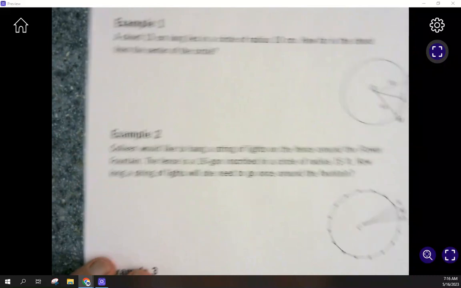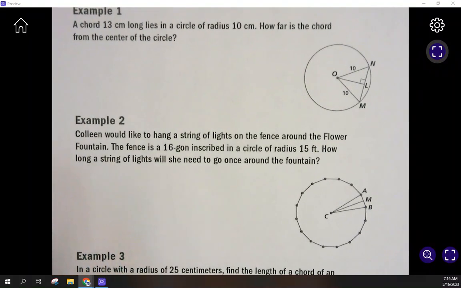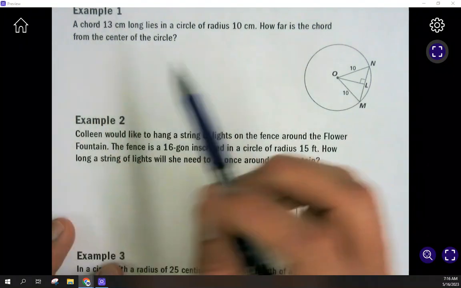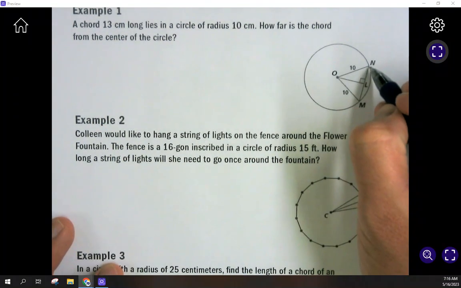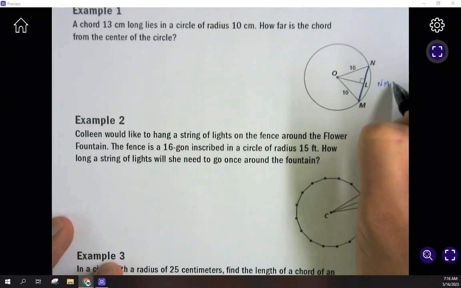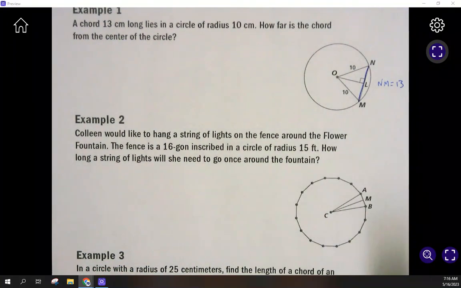Okay, so example one. Like we talked about, we're going to create these triangles, and we now know 30-60-90s, the Pythagorean theorem, and even sine, cosine, and tangent will help us find sides and angles and other stuff like that. So we're going to use all that information here to solve for missing pieces. So we have a chord that's 13 centimeters long. The only chord in this picture is NM. So NM equals 13. And I've provided all the pictures here for you.